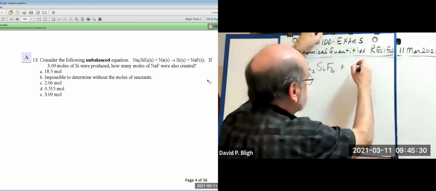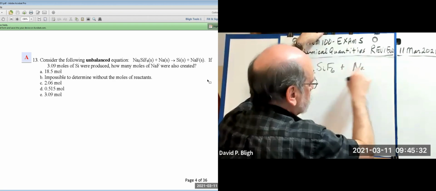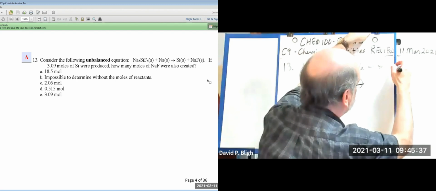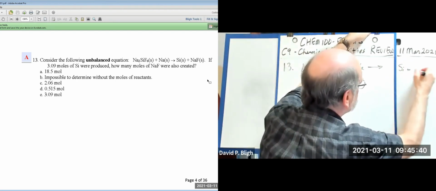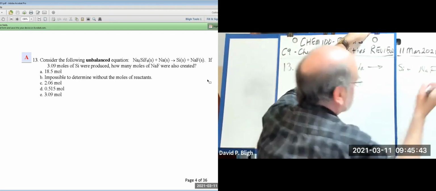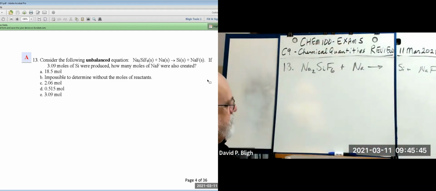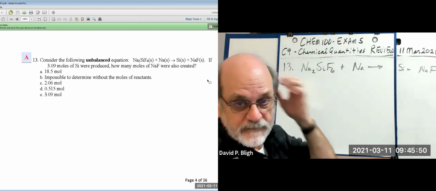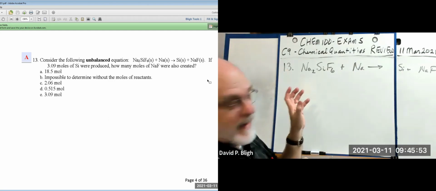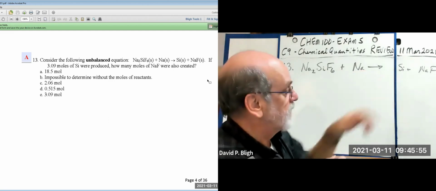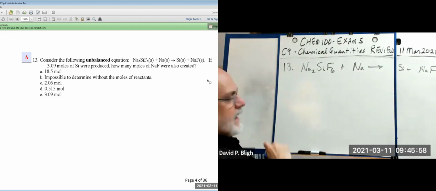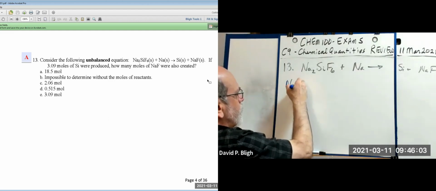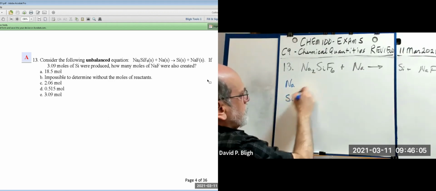And we'll leave ourselves a little bit of space here, just in case we need a coefficient. And then we have silicon and sodium fluoride. All right, I'll switch to blue. Okay, now we need to balance this equation. And I think we're going to need a budget, so we better set it up right now. We're going to have sodium, silicon, and fluorine.